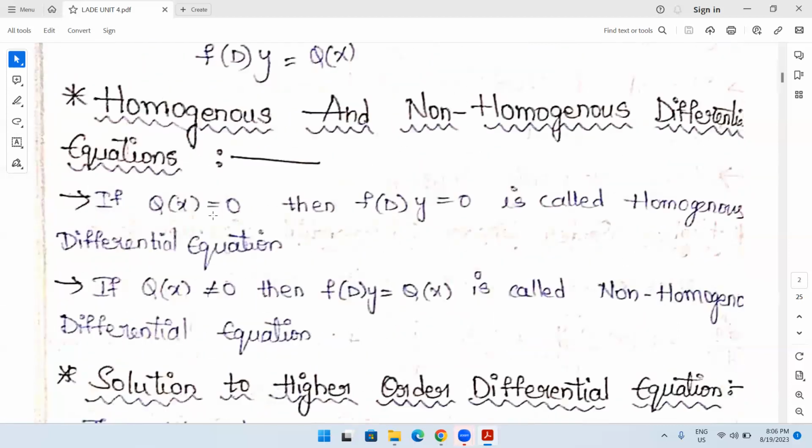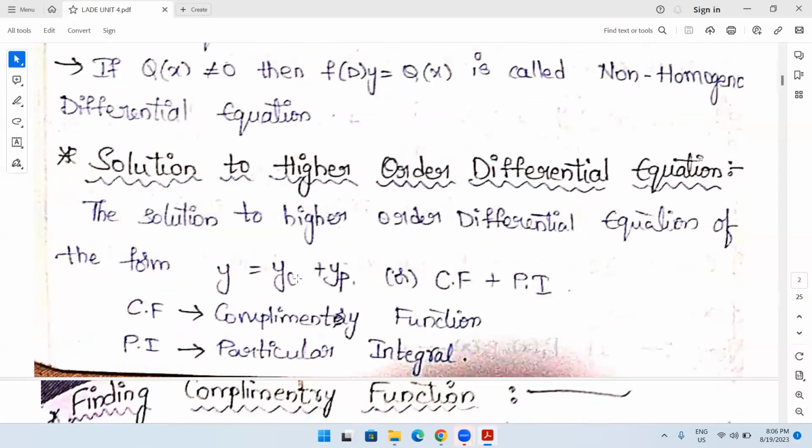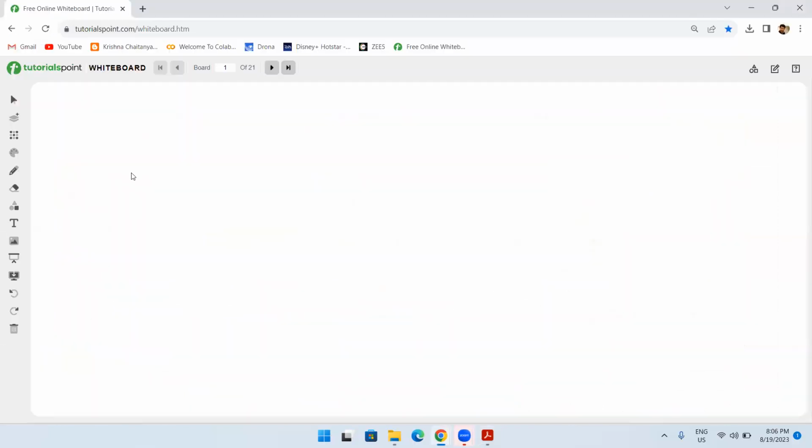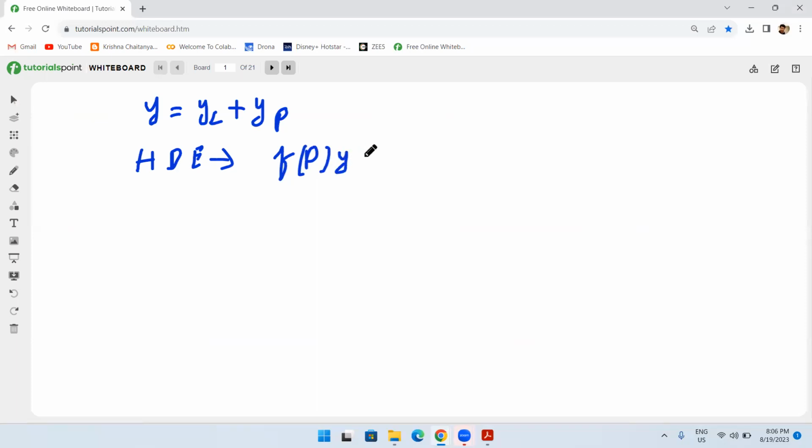So for homogeneous equations, that is f of D y is equal to 0, what will be the solution? Just y is equal to yc. For any differential equation, the solution will be of the form yc plus yp. yc is called complementary function, yp is called particular integral. For homogeneous differential equations, where q of x is equal to 0, the solution is of the form y is equal to just yc. The yp part will be 0 if the right hand side q of x is equal to 0. The solution will be like this.